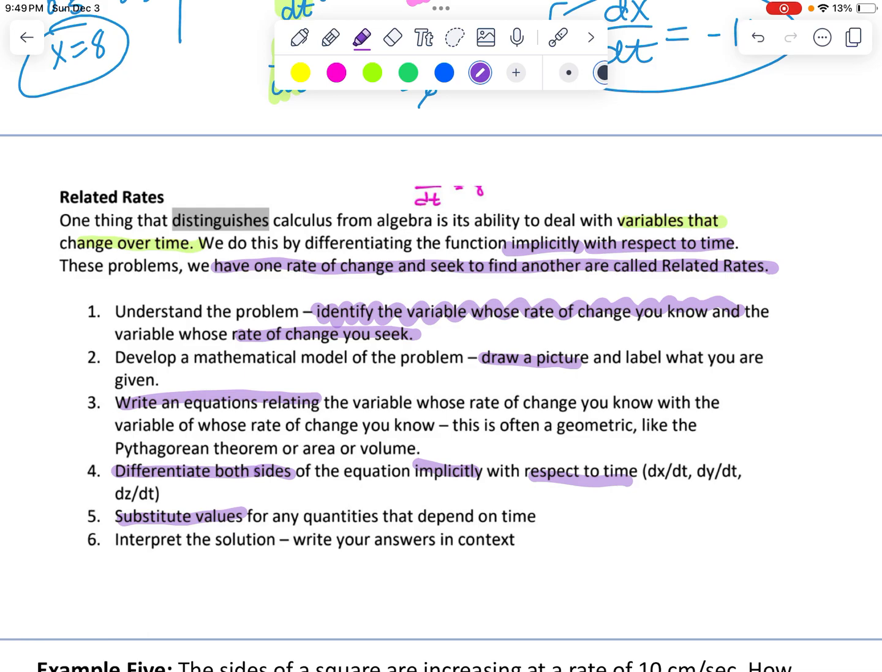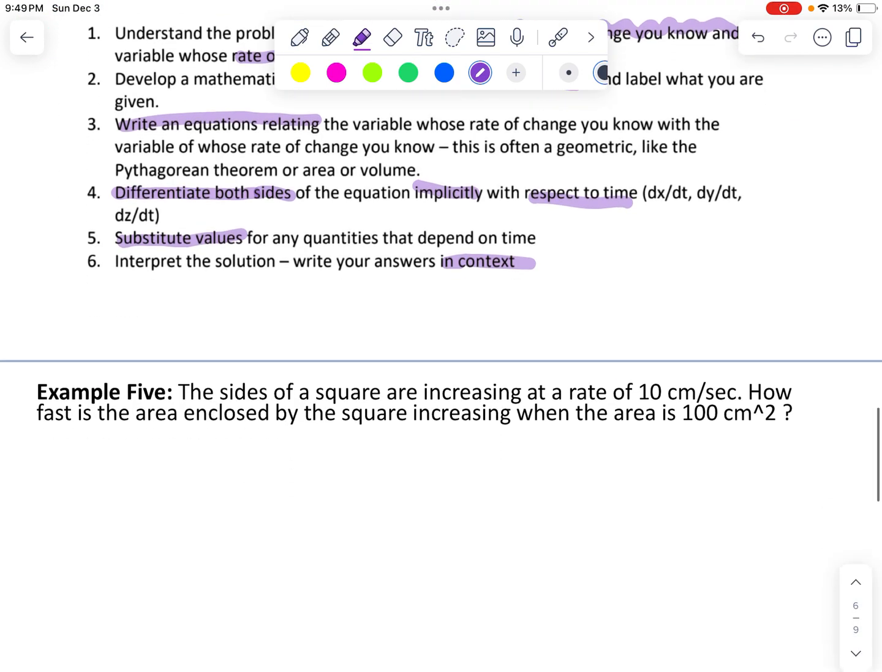So kind of like what we've been doing, we have to explain what our answers mean in the context of the situation. Context. So you can highlight what you wanted. You don't have to highlight what I did. So let's look at a problem.